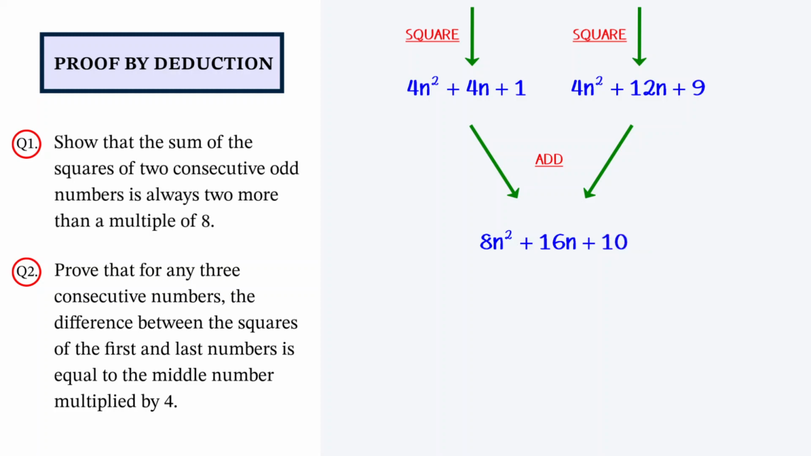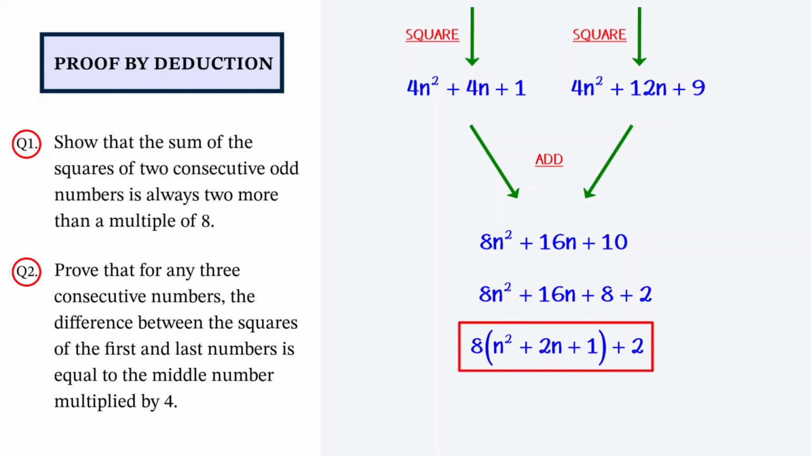So we now get 8n squared plus 16n plus 8 plus 2. And we can then take out 8 as a factor to give 8 multiplied by n squared plus 2n plus 1, plus the additional 2. So we've now proved that the original statement was true, because anything multiplied by 8 is going to be a multiple of 8. And if we then add 2, this is 2 more than a multiple of 8.